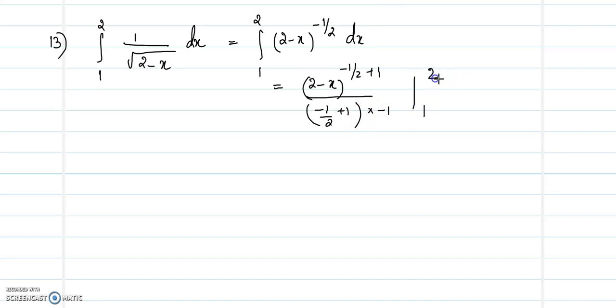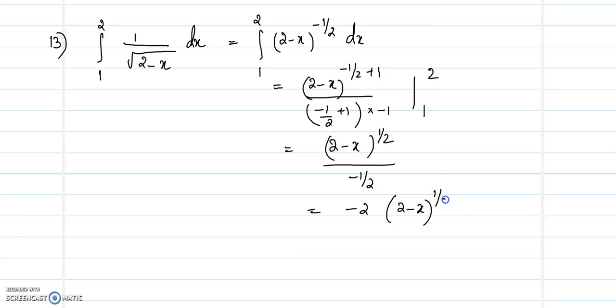So the limits will be from 1 to 2. So we will get (2 minus x) whole raised to 1 by 2 by minus 1 by 2. So that will be minus 2 (2 minus x) whole raised to 1 by 2. Limits is from 1 to 2.